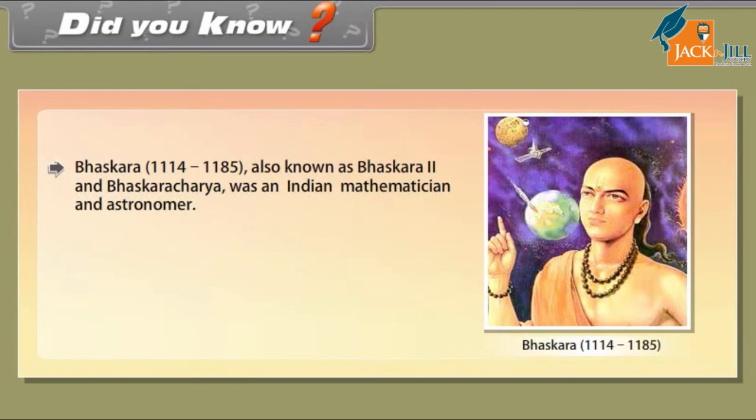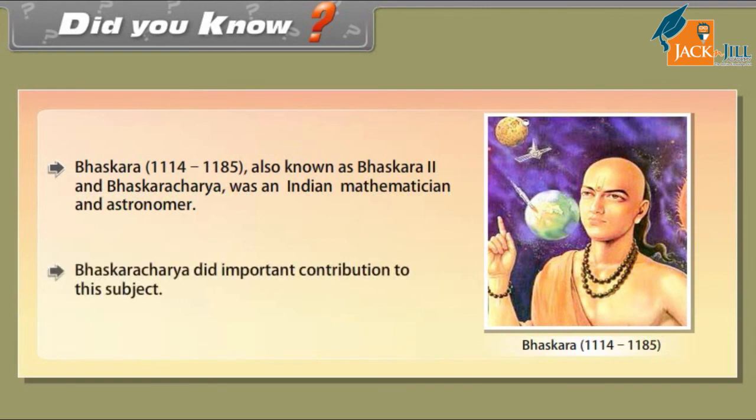Did you know? Bhaskara, 1114 to 1185, also known as Bhaskara II and Bhaskaracharya, was an Indian mathematician and astronomer. Bhaskaracharya made important contributions to this subject.